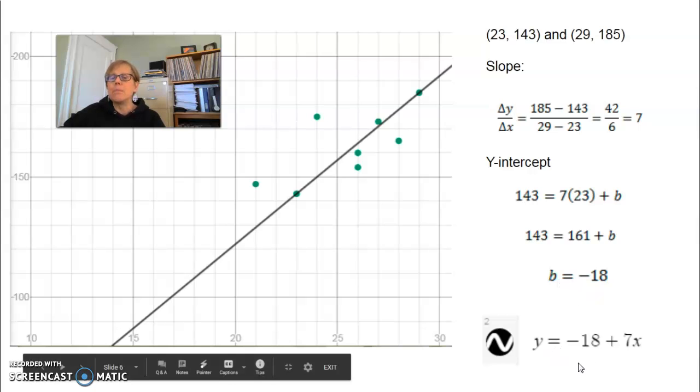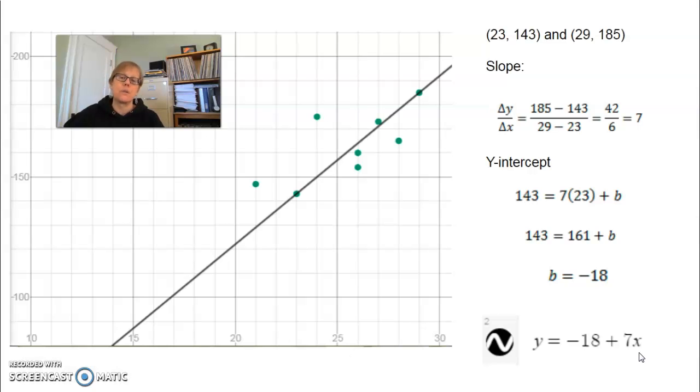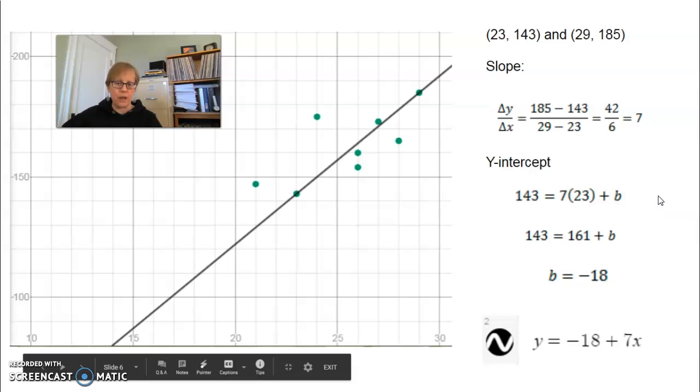And again, because we're talking statistics, we often put the y-intercept first and then the slope. So I have y equals negative 18 plus 7x. And Desmos doesn't care which way you put that in. It'll still graph it.